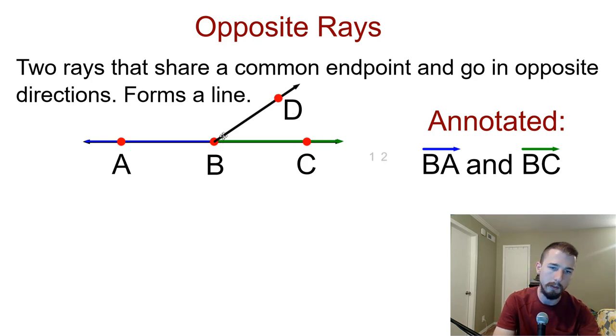Anyway, so ray BD and ray BA are not opposite rays. They form an angle. It's not a straight angle, right? That's because they don't go in opposite directions like the other two do.